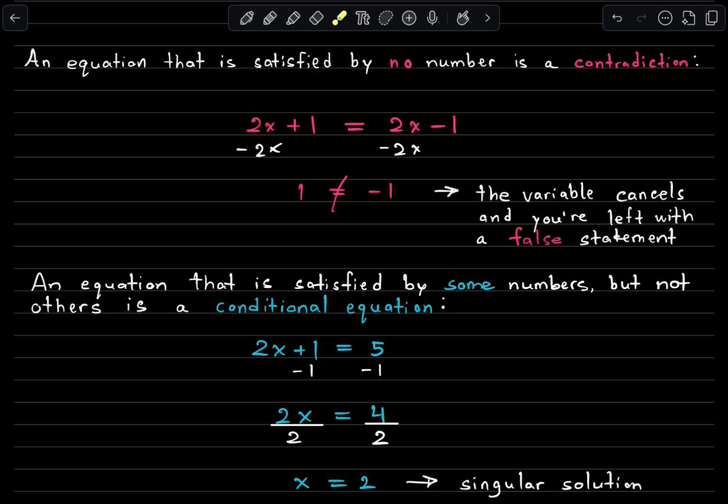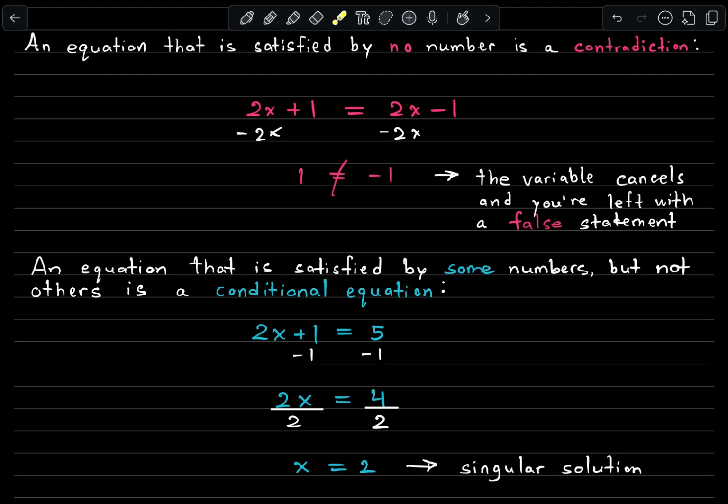This concept of identities, contradictions, and conditional equations isn't just limited to linear equations. It's going to be for your quadratics and cubics and things like that. So in those cases, you may have more solutions for a conditional equation.